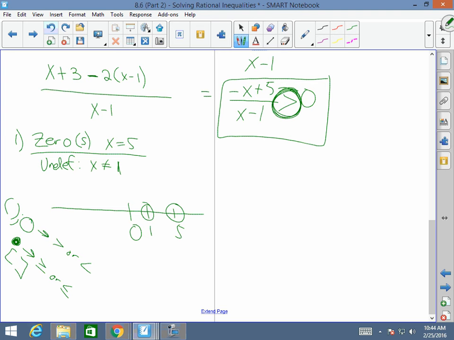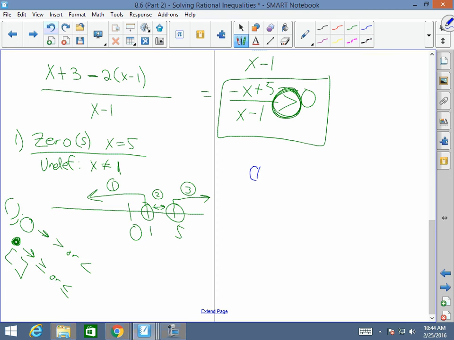But since I don't know which way the bracket's going to face, I'll worry about that at the end when I actually put in my solutions. Thank you for caring. Great question, my brother. So now my intervals. To the left of 1, that's interval 1. In between 1 and 5, that's interval 2. And to the right of 5, that's interval 3. So let's check it out.